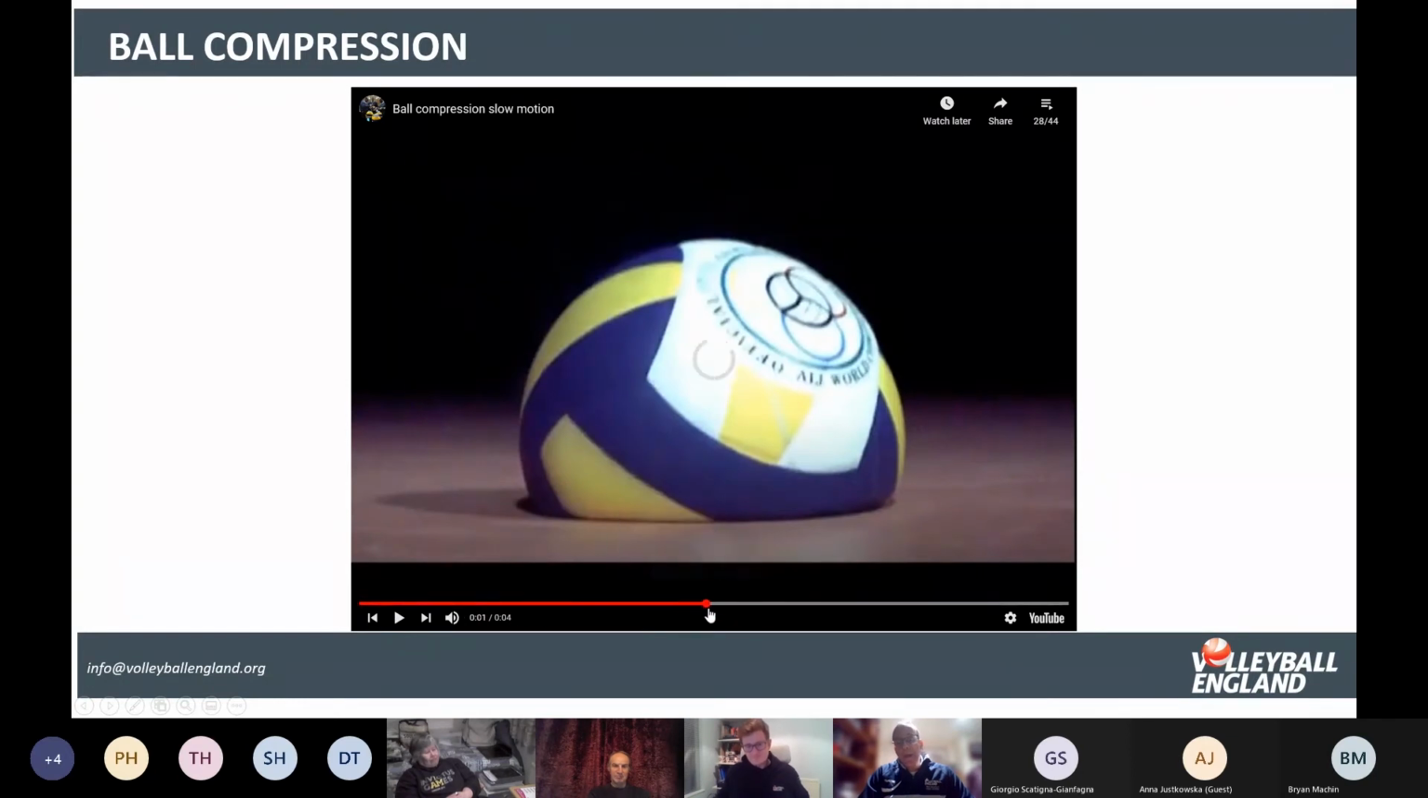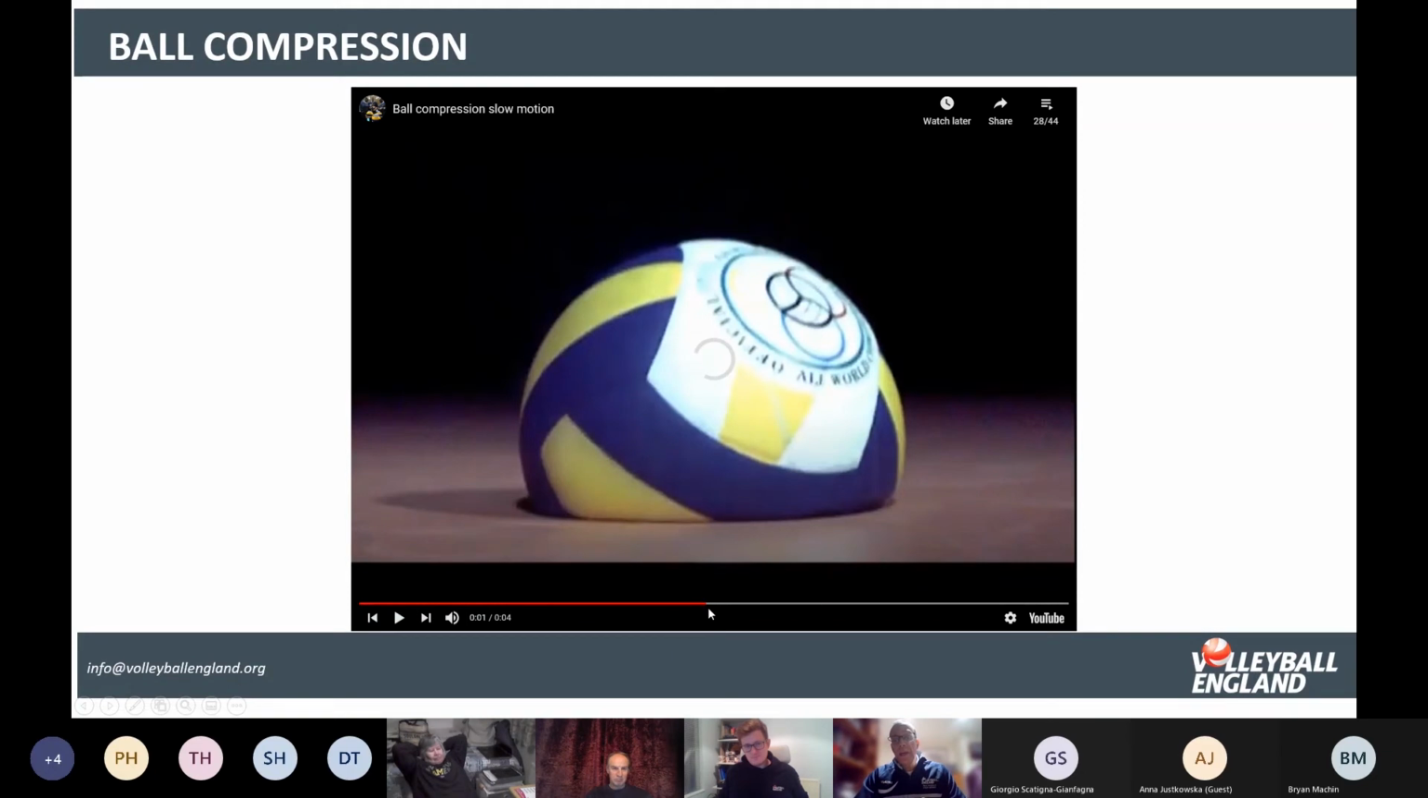So this is the point at which the ball has compressed the most. And we know that, if the ball has a circumference of between 65 and 67 centimetres, then we've got a ball diameter of about 21 centimetres. And you can see here that the ball is pretty much halved in that point of compression with the floor.